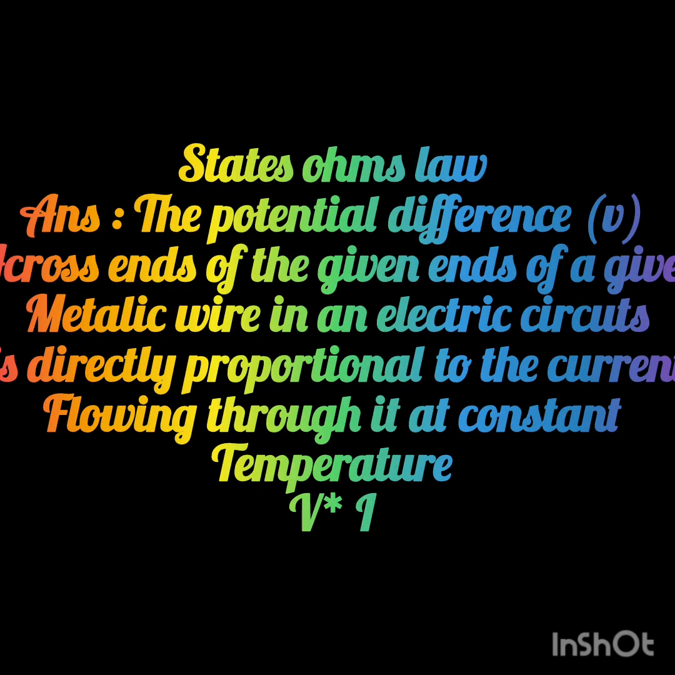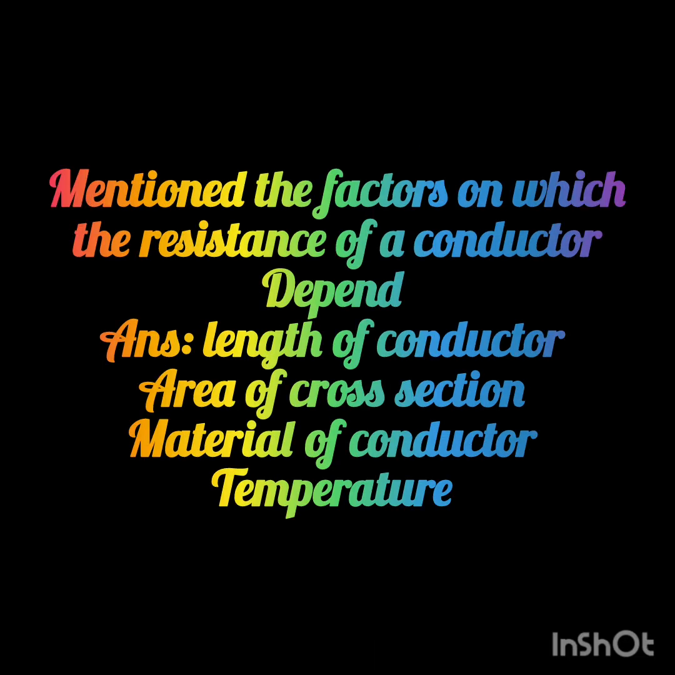State Ohm's law. The potential difference V across the ends of a given metallic wire in an electric circuit is directly proportional to the current flowing through it at constant temperature. So, V is directly proportional to I, where V means potential difference. Mention the factors on which the resistance of a conductor depends: the length of the conductor, area of cross section, material of the conductor, and the temperature of the conductor. This is one of the most important questions.